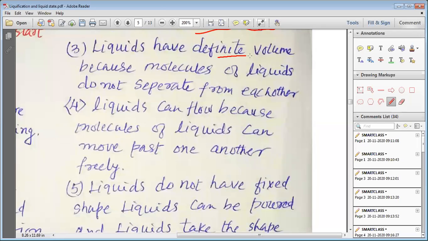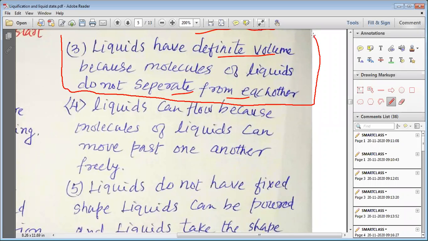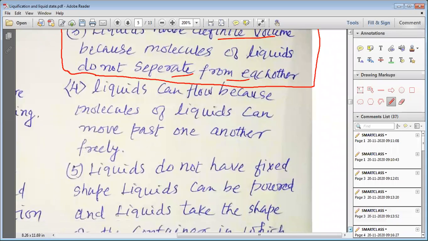Liquids have definite volume. You might have seen that 2 liters of water remains 2 liters itself. It does not change its volume because molecules of liquid do not separate from each other, and that is why their volume is definite. You may be asked why liquids have a definite volume. You can simply answer that liquids have definite volume because molecules of liquid do not separate from each other, and that is why they have enough force of attraction to maintain their volume.